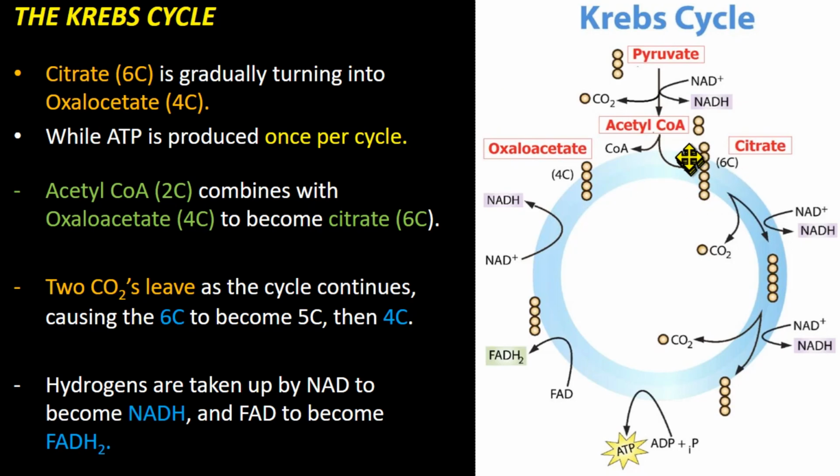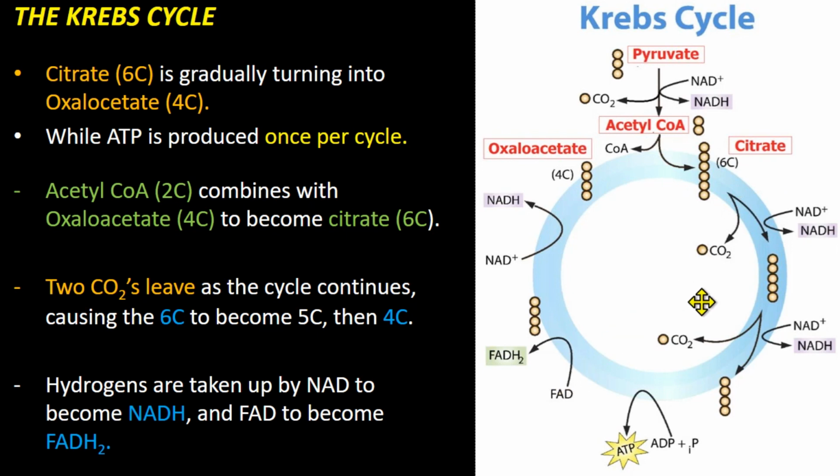Citrate, as you can see, is 1, 2, 3, 4, 5, 6 carbons. Remember, acetyl coenzyme A is 2 carbons. So we need a 4-carbon compound to attach to this. That's going to be a compound called oxaloacetate. This is 4 carbons. So this 4 and this 2 would make up this 6 here, citrate. And citrate is what's going to kickstart the whole thing.